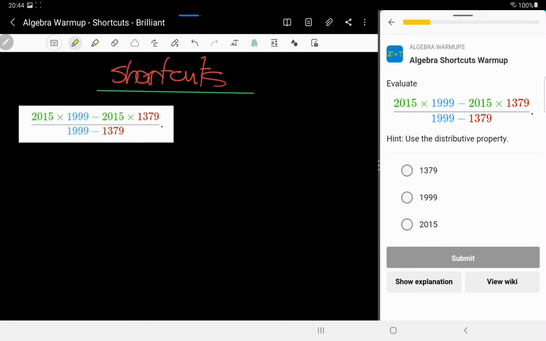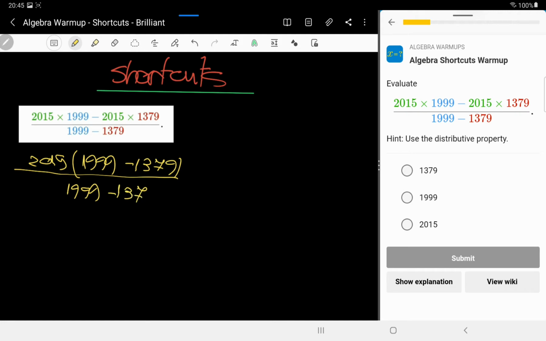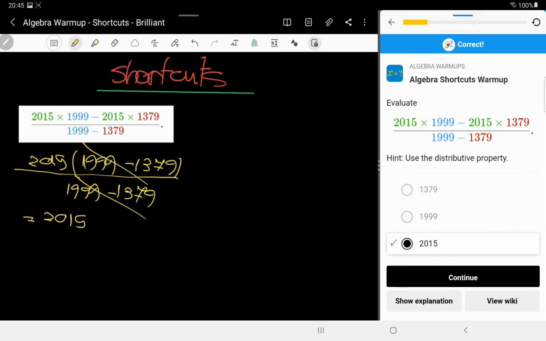So what do we do here? They are hinting to use the distributive property. So in this case, what we're gonna do is distribute. We're gonna actually say 2015 times (1999 minus 1379) over 1999 minus 1379. See how nice it actually goes? So those two cancel out, so you have 2015. So the result here is 2015. Interesting. So 2015, that was correct.